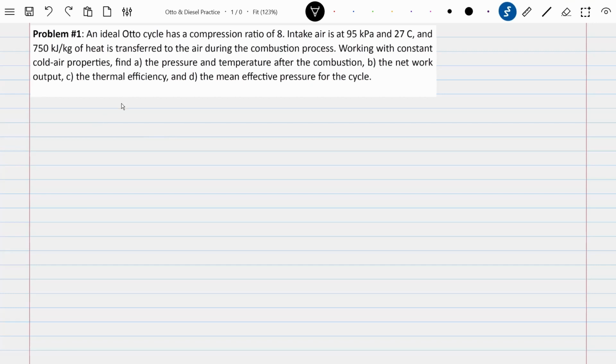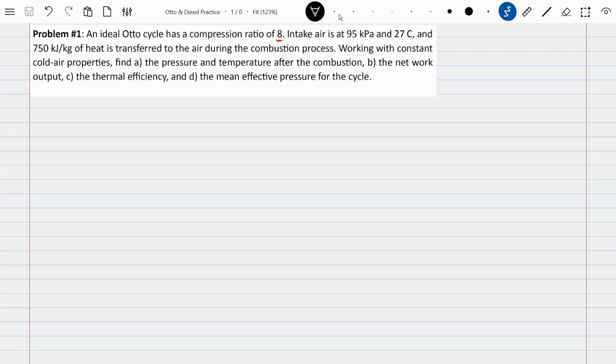We have an ideal Otto cycle with a compression ratio of 8. Intake air is at 95 kilopascals and 27 degrees Celsius. And the problem specifically says that 750 kilojoules per kilogram of heat is added to the air mixture in the cycle during the combustion process, which is our heat addition process. Working with constant cold air properties, we are tasked to find the pressure and temperature after the combustion, the network output, the thermal efficiency, and the mean effective pressure for the cycle.